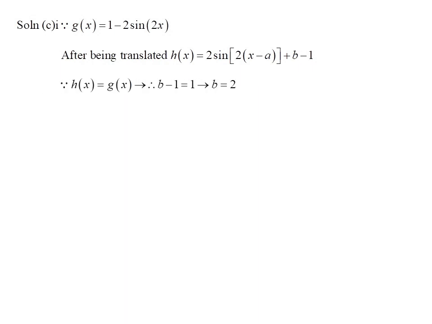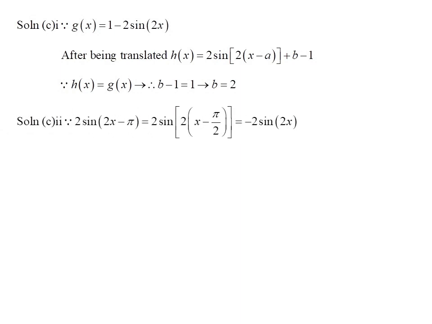Now, we are going to solve part C of this question, which contains 3 sections. The first section is to find the value of b, which is the vertical translation units. Since the transformed h of x is mapped onto g of x, which equals 1 minus 2 times sine of 2x, after being transformed, h of x is written as 2 times sine of [2 times (x minus a)] plus b minus 1. Since the transformed function h of x equals g of x, it gives that b equals 2.